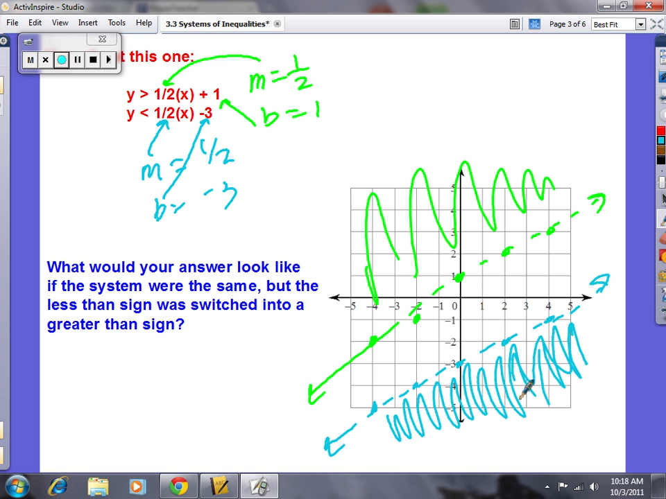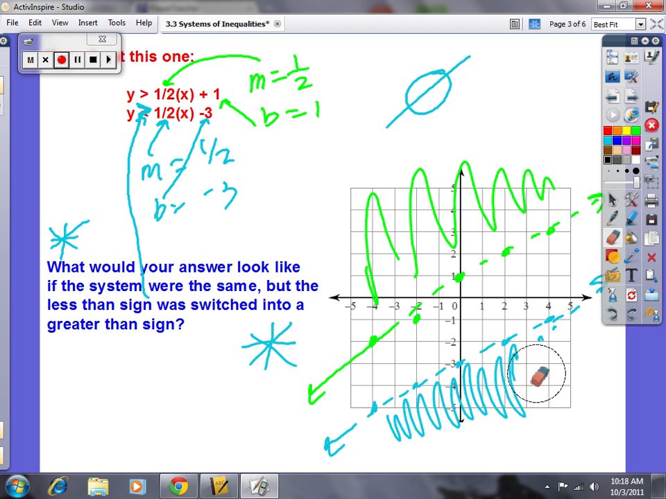What do they have in common? Nothing. They have nothing in common. So the answer is no solution. But right here, this is the $1,000,000 question. This paragraph right here. What would your answer look like if everything was the same, but this one was switched so that it read greater than? What would your answer be then?